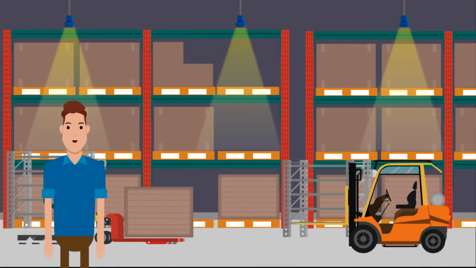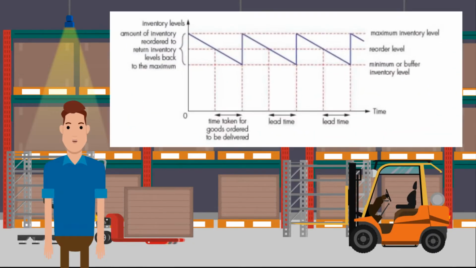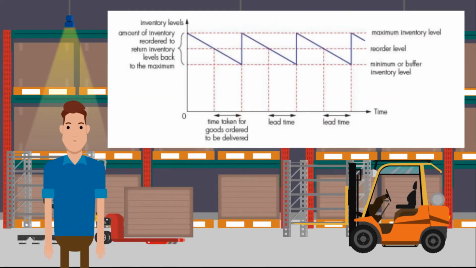Next, let's look at inventory management. Firms can hold inventory or stock of raw materials, goods that are not completed yet, called work in progress, and finished unsold goods. Finished goods stocks are kept so that any unexpected rise in demand is fulfilled. When inventory gets to a certain point, a reorder level, it will be reordered by the firm to bring the level of inventory back up to the maximum level again.